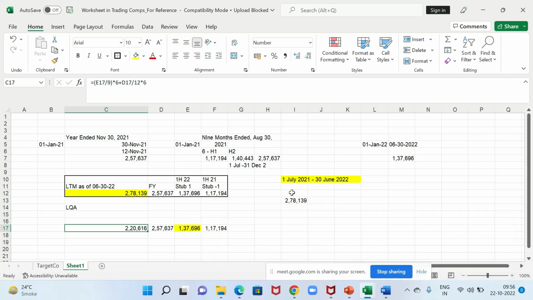So we'll take a pause over here. This is a bit of a tricky case, but it is very much relevant when we do trading comparables. Let me know if anyone is still unclear with this. I'll just quickly repeat it for you.